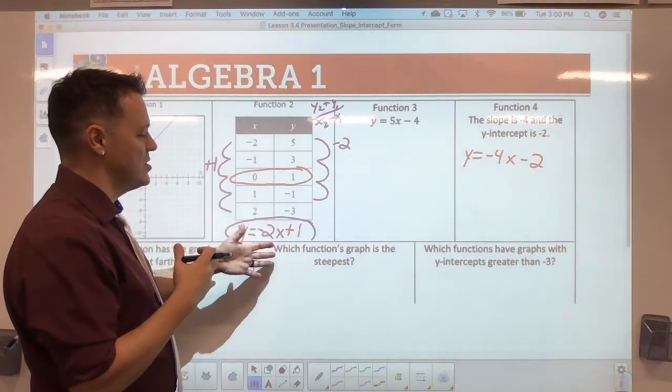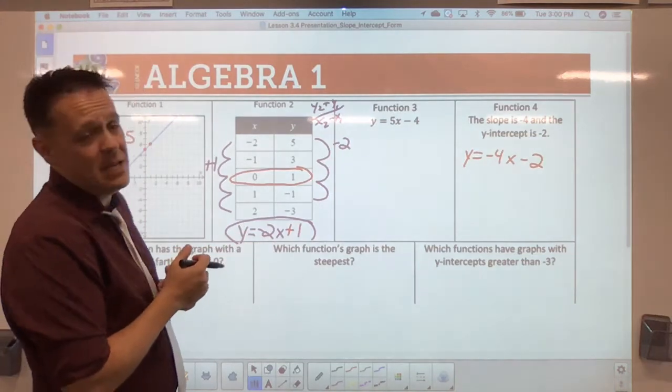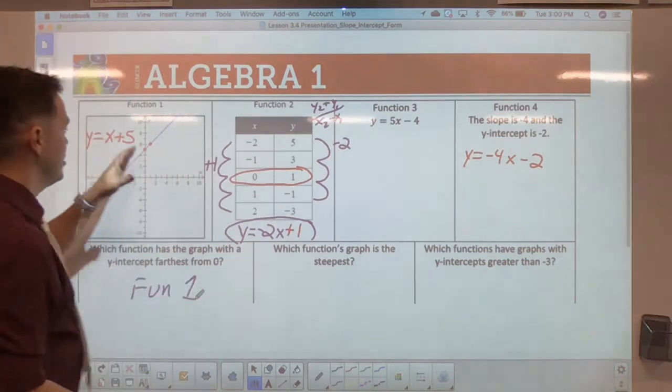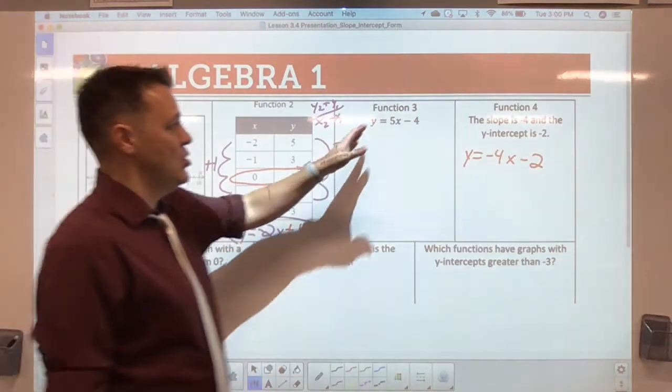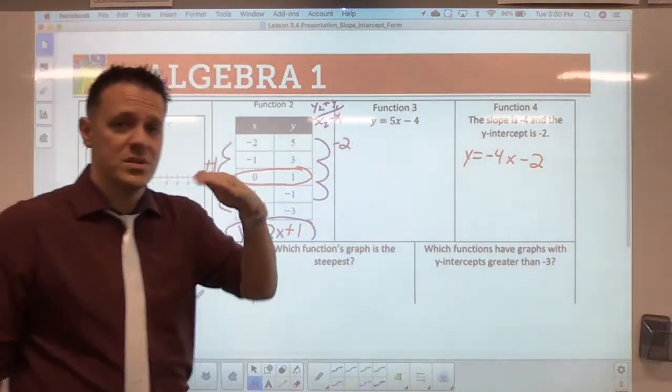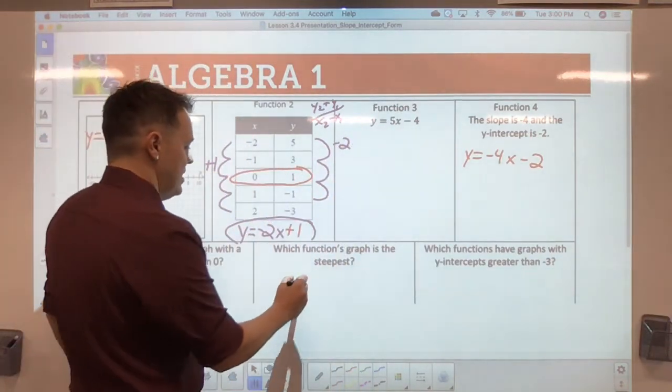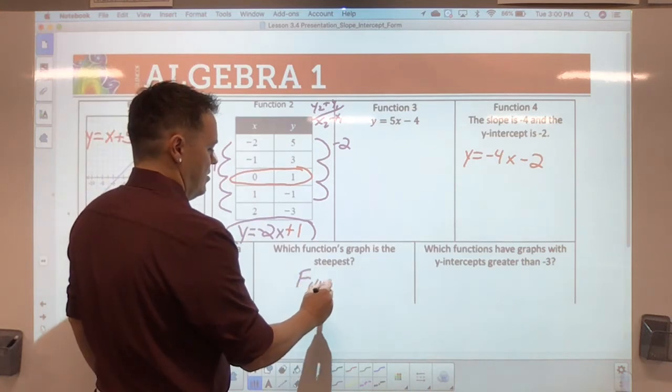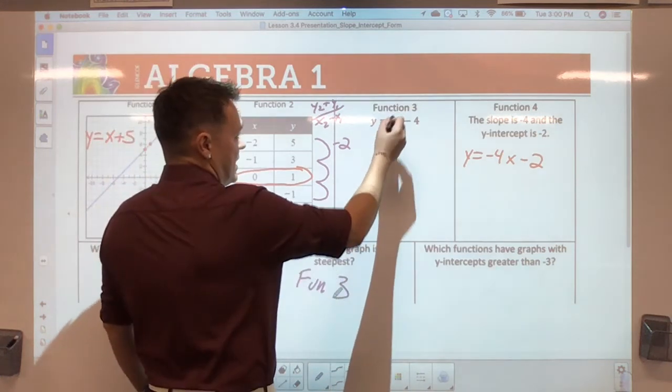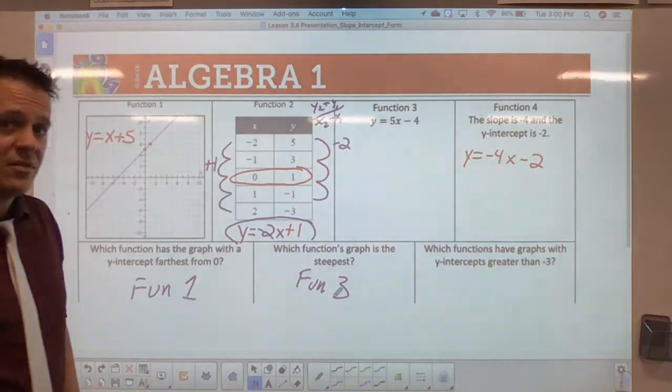The second question. Which function's graph is the steepest? Okay, we have a slope of 1, -2, a -5, and a -4. So which one's the steepest? It would actually be function 3, right? Because -5 is steeper than -4.